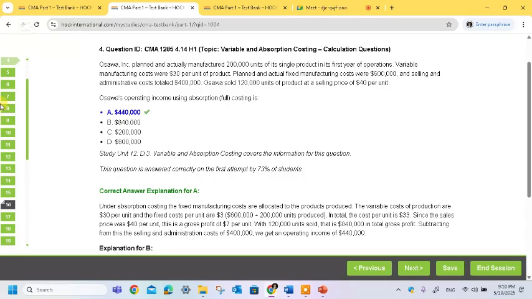So that's the kind of calculations you are getting. One is preparing the absorption costing profit statement and finding the profit. Preparing the variable costing statement and finding the profit. Or reconciliation, using reconciliation to answer some of the questions. Clear?